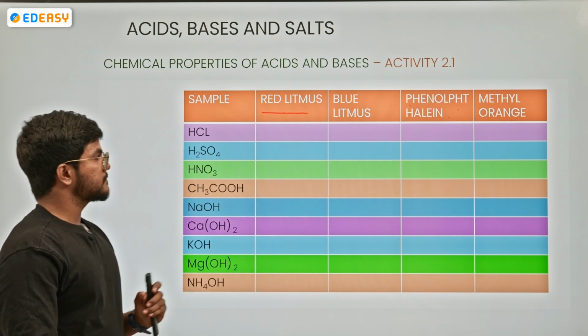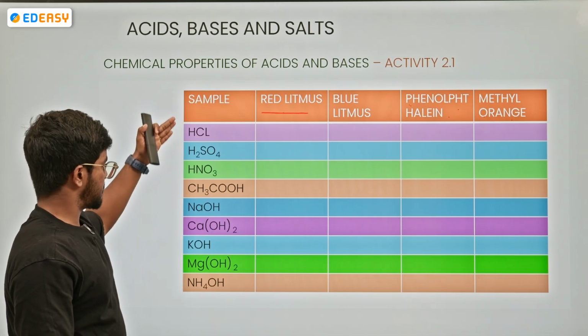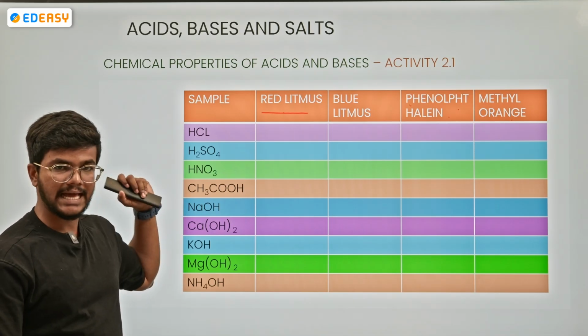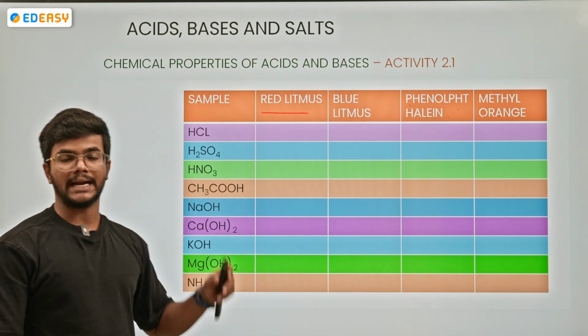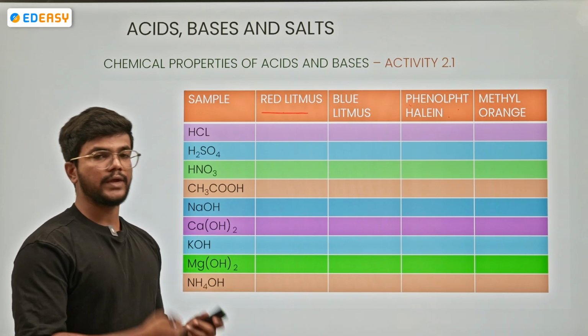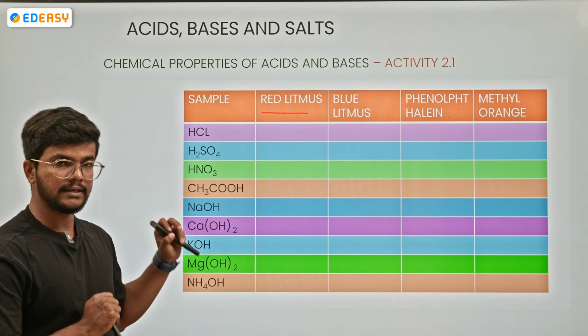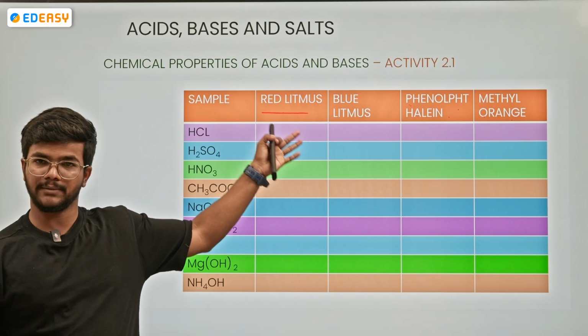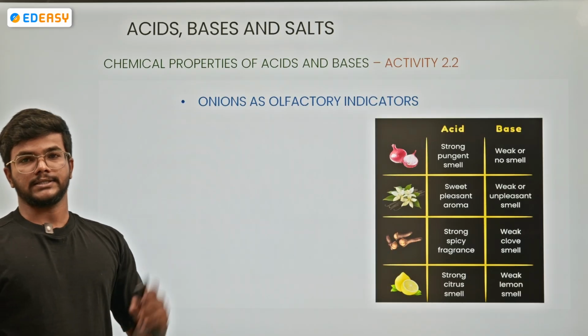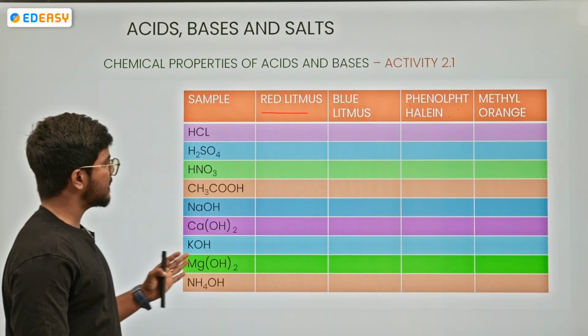Okay, so these are some chemicals. We don't know which one is acid, which one is base. To understand the acids and bases, we are going to conduct an experiment with the help of litmus papers and the indicators. Okay, next. So how can we identify this?